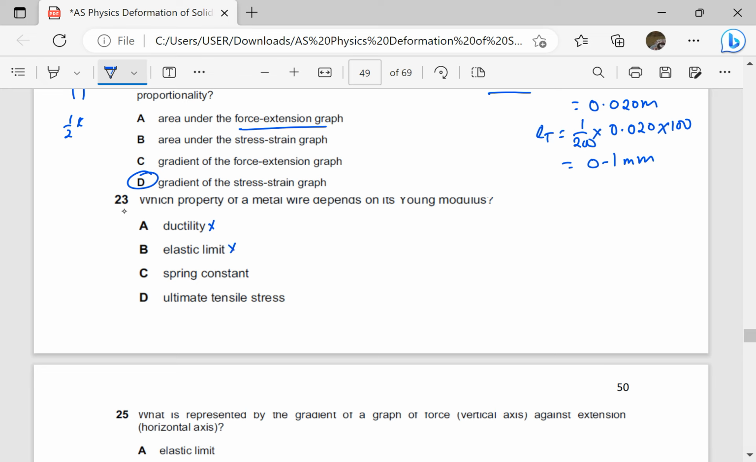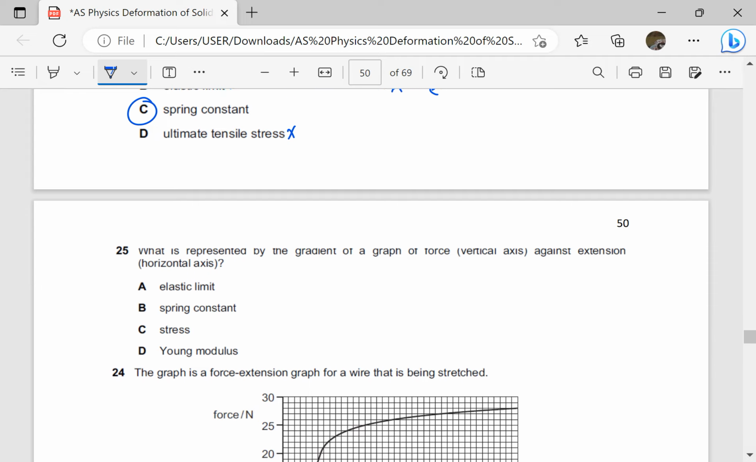Ductility, elastic limit, ultimate tensile stress. The answer is going to be the spring constant. Why? You can look at Young modulus as F over cross-sectional area times original length over extension, and the force is equal to K times X. So it means the spring constant of the material is going to be dependent on the Young modulus.